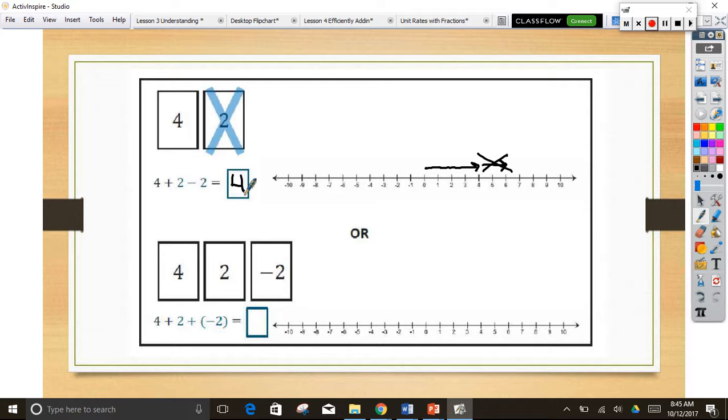What if I do it this way? In this case, I'm going to draw a 4, and then I'm going to draw a 2. So here I am at the 6, just like before. Now I'm going to draw a negative 2. So I'm going to go to the left 2. Where do I end up? I end up at 4 again. So when I added a negative to my deck of cards, that was the same as taking away a positive. We got the same answer.